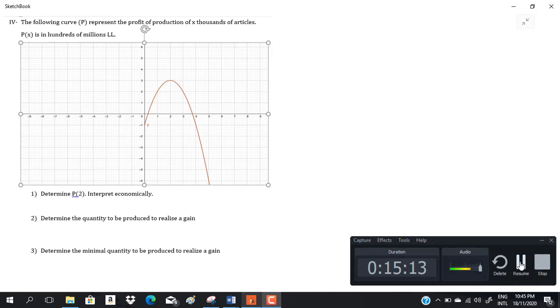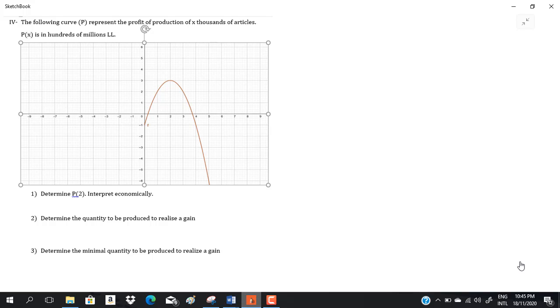Finally, the last exercise in this chapter, we have the curve of the profit function P. The following curve represents the profit of production of X thousands of objects, and profit is in hundreds of millions. It cuts the x-axis here at 0.315 and here at 3.891.